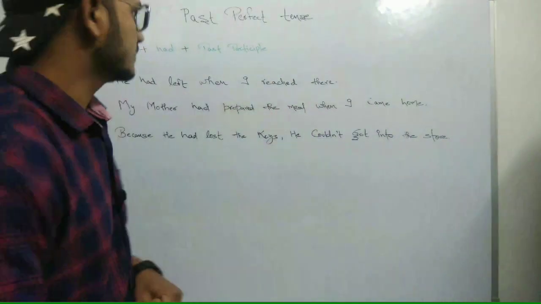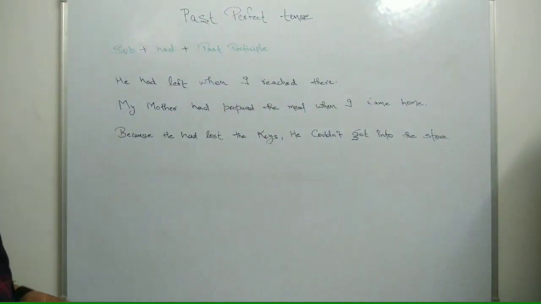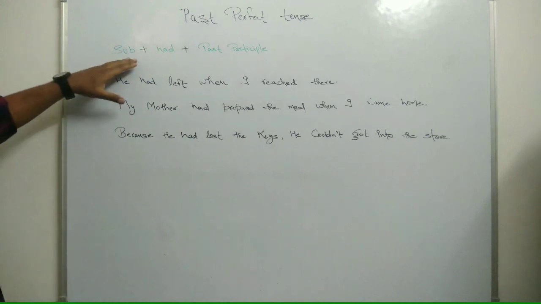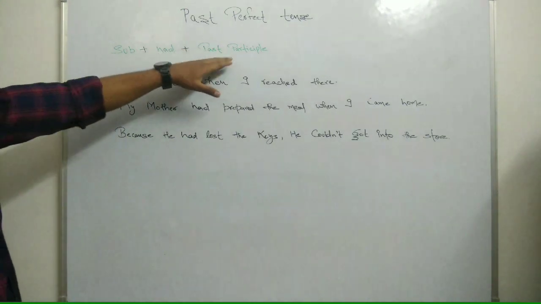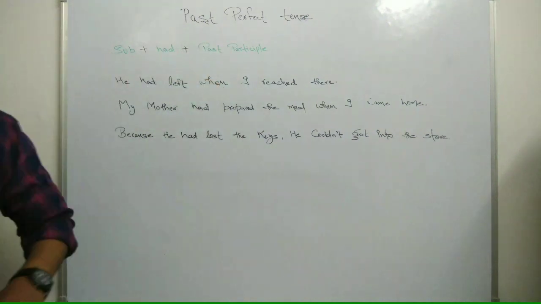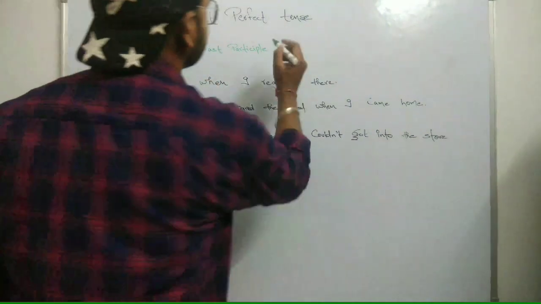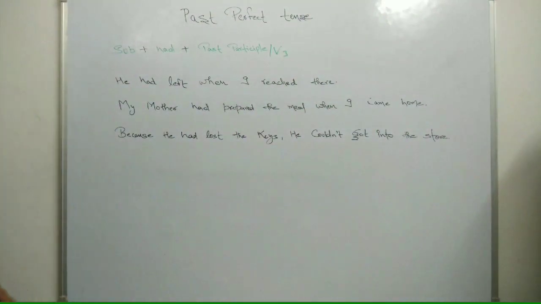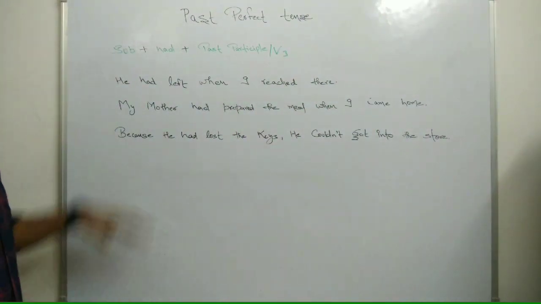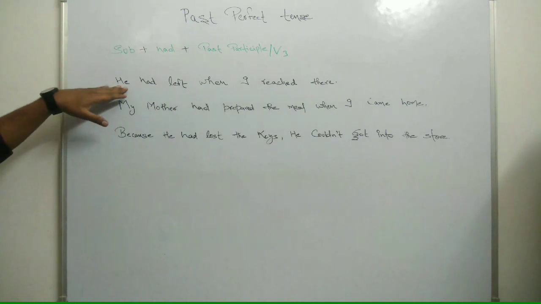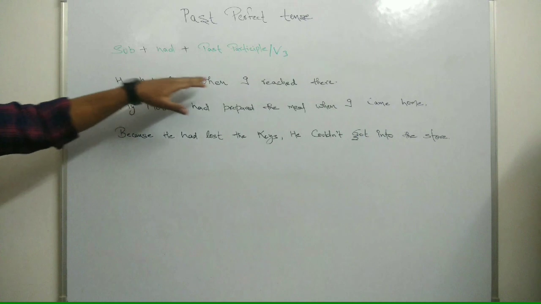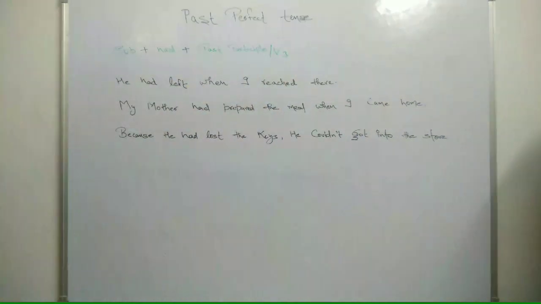Alright. First, we will look at how you form the past perfect tense. To form the past perfect tense, we need a subject plus had plus a verb in the past participle form. That is our V3. Our subject can be any of the pronouns or a noun. In this example sentence, our subject here is he, had, third form of the verb leave, left, when I reached there.